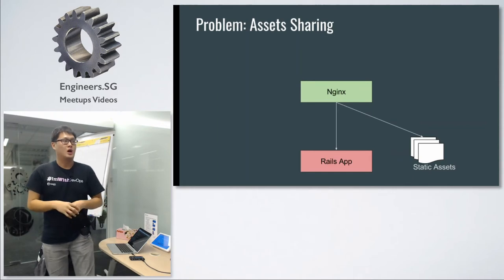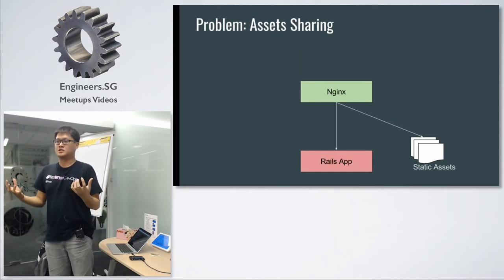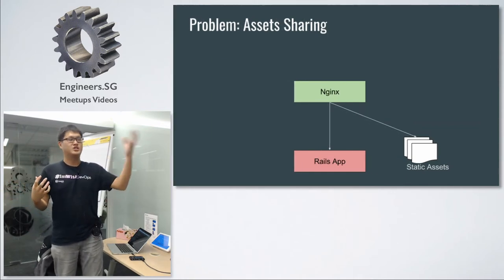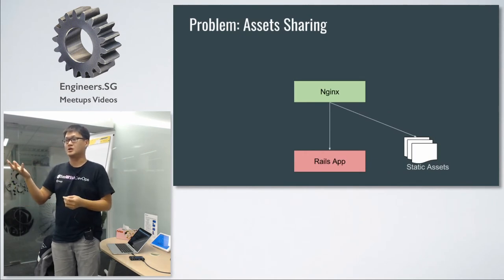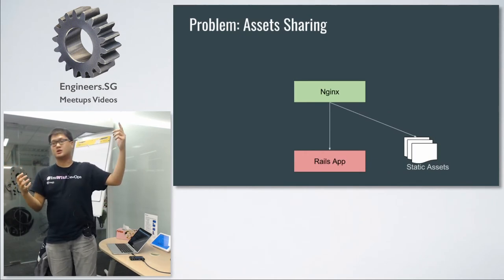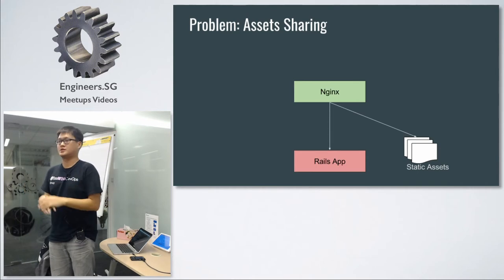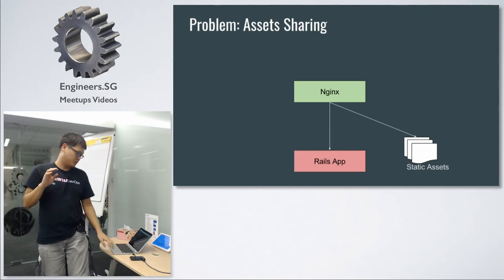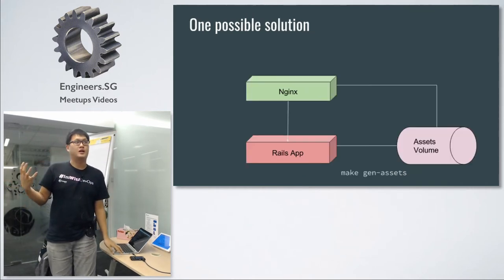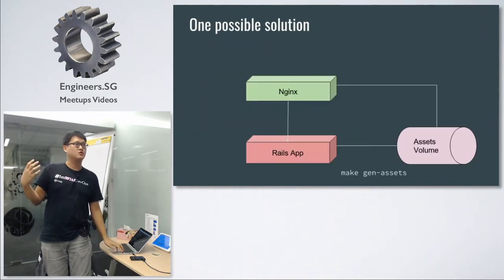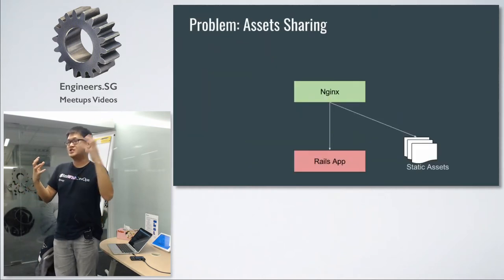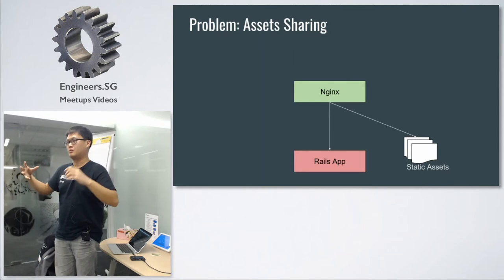So in a typical deployment, it's very easy to run the Nginx process and serve the static files separately while reverse proxying the other requests into your Rails server. So that's totally normal, right? But when you hit a container setup, you run into an issue, right? Because your Nginx container doesn't really talk to your Rails.